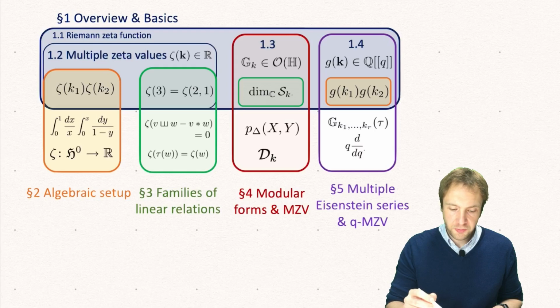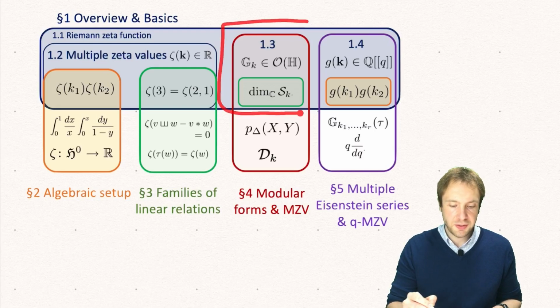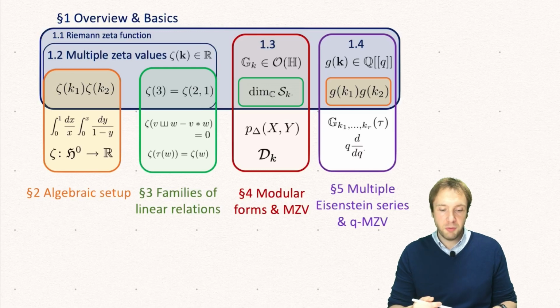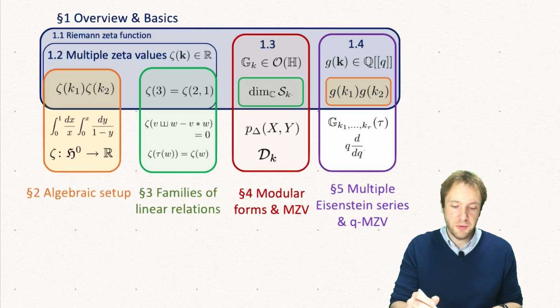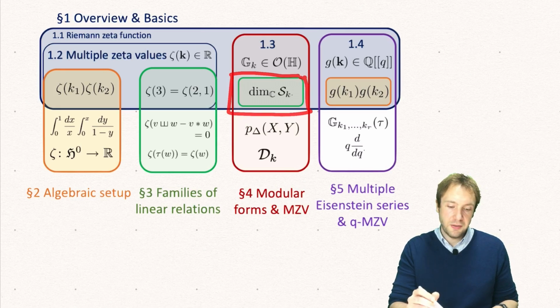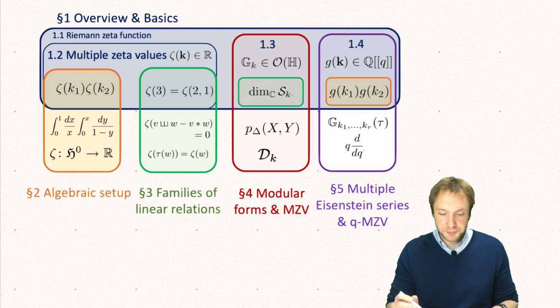So today I want to talk about section 1.4, where we talk about q-analogues of multiple zeta values. First, recall, last time we did section 1.3 and there we talked about modular forms and their basic properties, and also talked about the relationship between the dimension of cusp forms and relations of double zeta values.